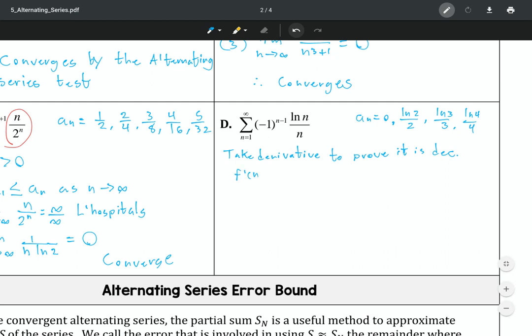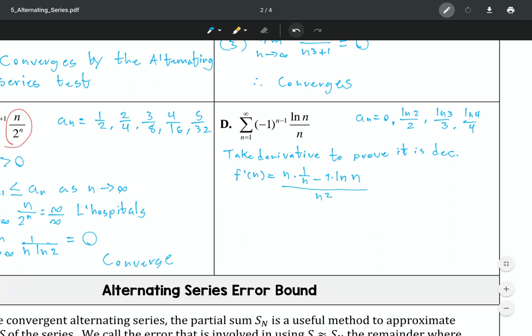So f prime of n, I would have to use, what do I call it? Quotient rule. So I have low d high, the derivative of the top is 1 over n, the derivative of natural log of n, minus high d low, which is just 1, all over low squared. Okay, now, what is this equal to now?